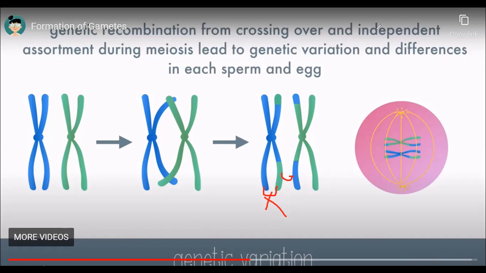Okay? Come on, this is another reason for genetic variation. So during meiosis, besides the assortment in the separation of the chromosomes, there is also a crossing over that happens between two homologous chromosomes, between the chromatids of two homologous chromosomes.